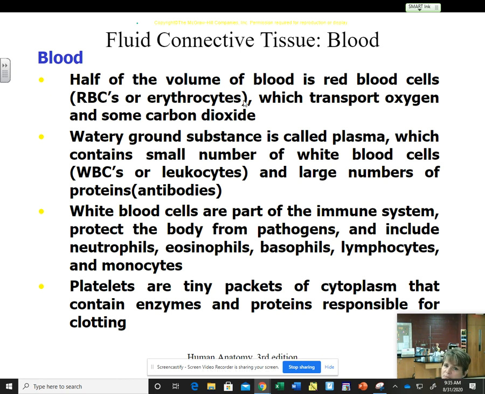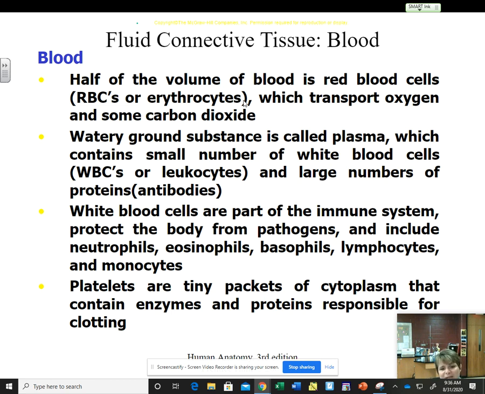The liquid portion of our blood, the matrix of our blood, is again watery. It's the watery ground substance, and it's called plasma. And all of these cells are suspended in that plasma. There's proteins in your blood called antibodies, but I'm not sure you would call those protein fibers. You really don't have the collagen, elastic, or reticular fibers in your blood. It's probably the only connective tissue that doesn't have some of those protein fibers, but the ground substance, which is part of the matrix, is the plasma.